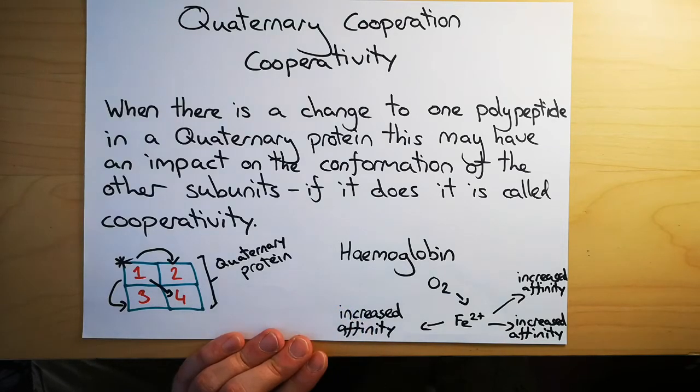other subunits increases. So as soon as oxygen binds, the affinity that the rest of the protein has for oxygen goes up. AKA, if there's 1 oxygen bound, it's more likely that the other subunits will have oxygen bind to it faster.